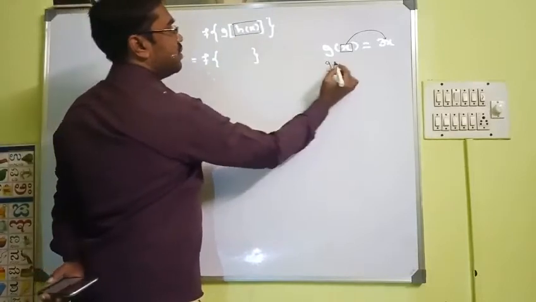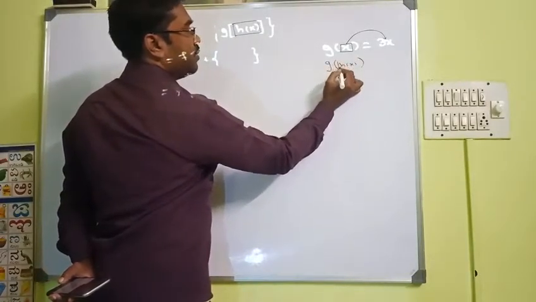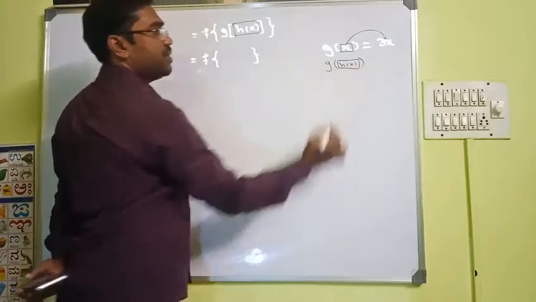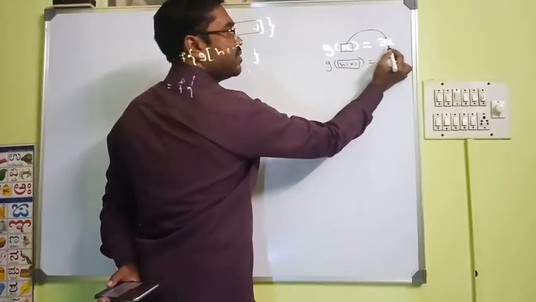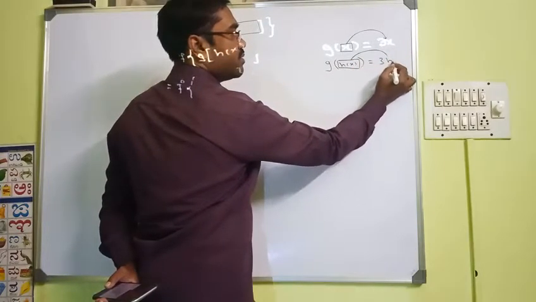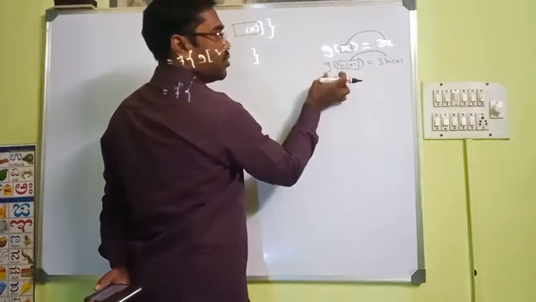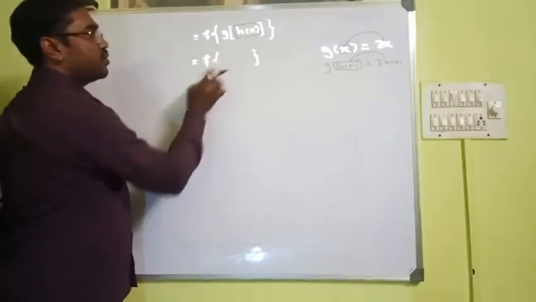g on this element, that is h of x. So the element is h of x now. What happens? If you apply this definition, this is 3 into the element, 3 h of x. So g of h of x is 3 times h of x. We are going to write here.